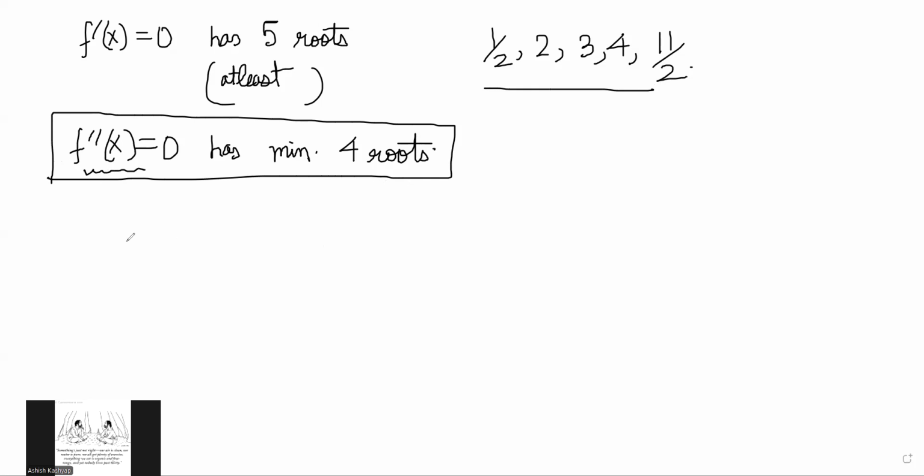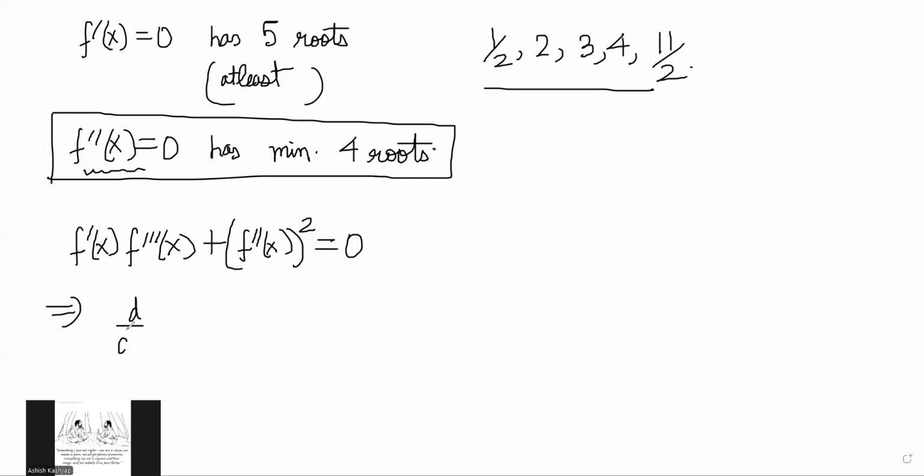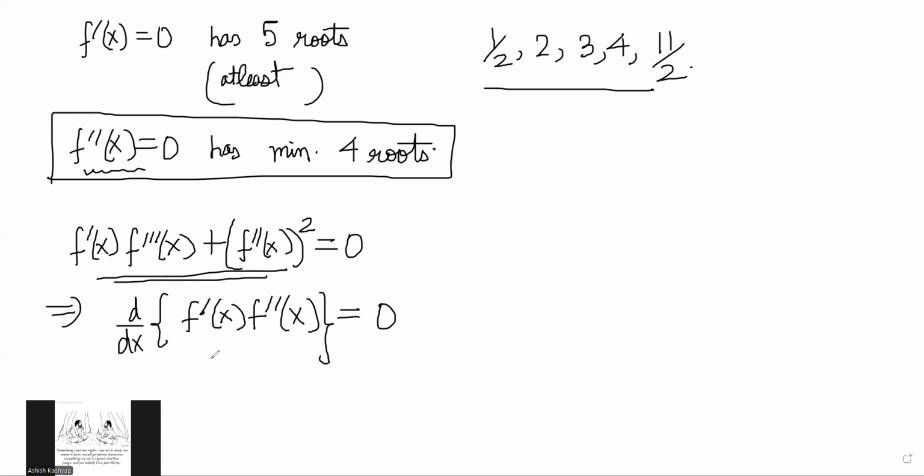Now let's look at the expression that we had. The expression was f'(x) f'''(x) + (f''(x))² = 0. Now if you think about this, this side is the derivative of what function? f'(x) f''(x), right? The derivative of f'(x) f''(x) is equal to this only. If you do chain rule differentiation, you will get this. So we are getting this is equal to 0.